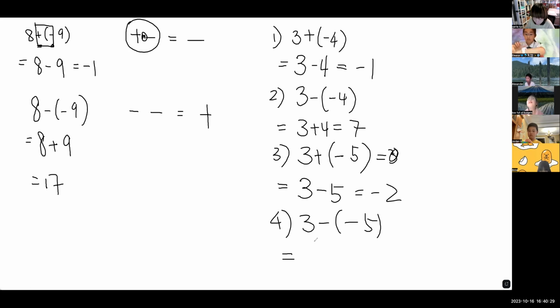Last one, Anna. Can you tell me 3 minus negative 5 equals what? Minus, minus. When you see two minus signs put together, what should you do? Plus. Yes, so 3 plus 5, so equals what? 8. Very good. Get it? Okay, so next one.